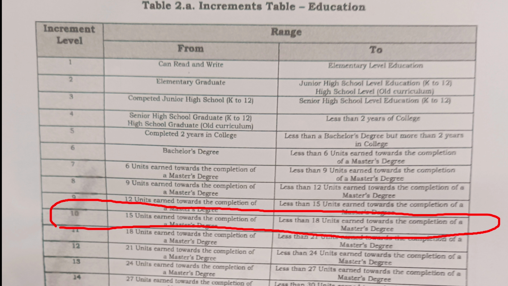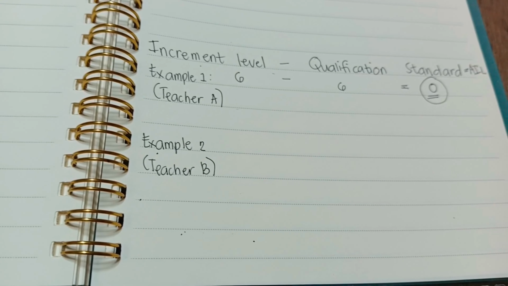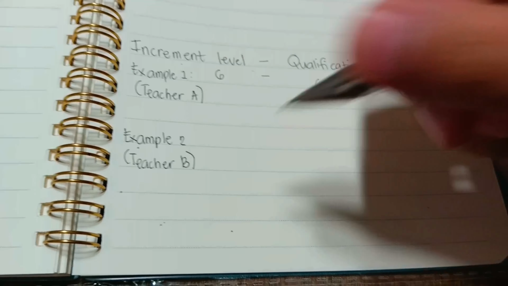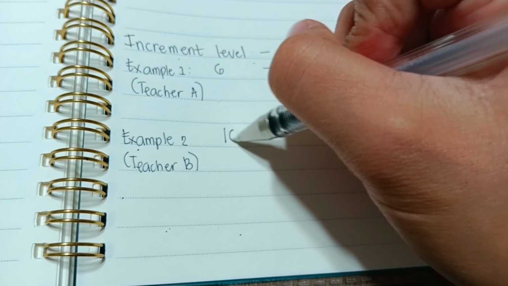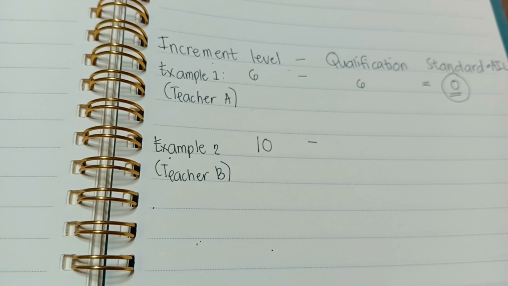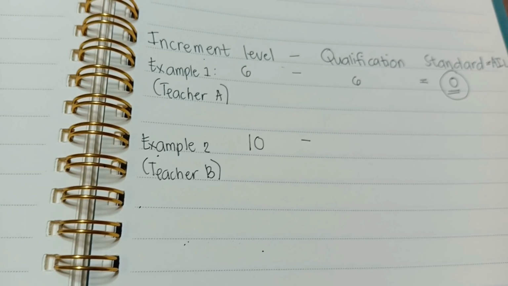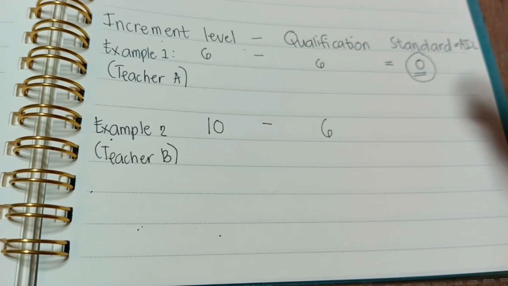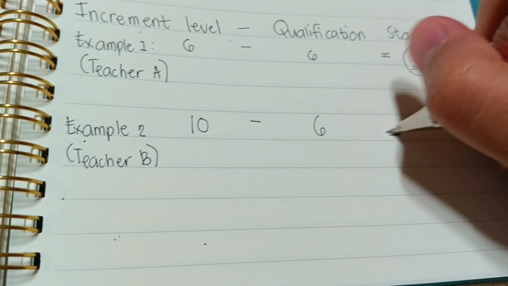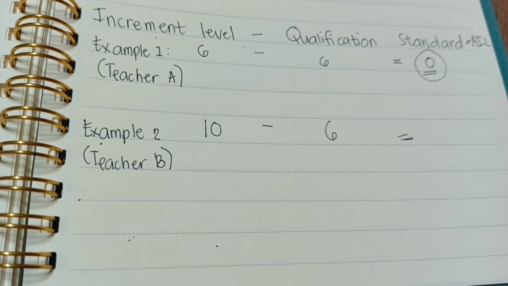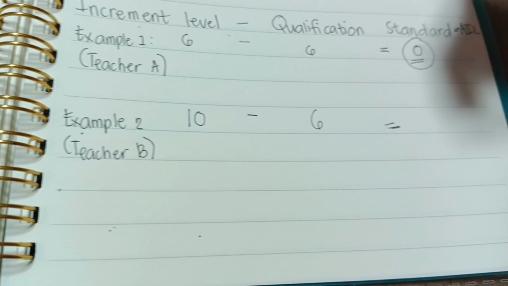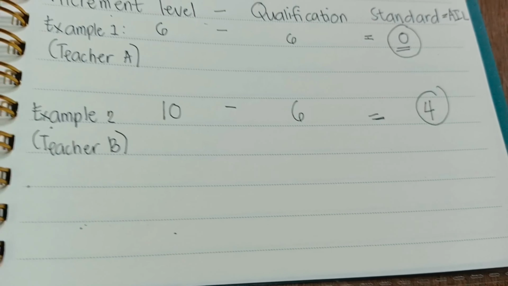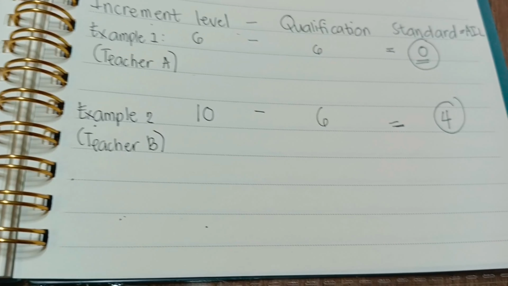Now let's substitute. For teacher B, once again, the level of increment equivalent to his education earned is 10. So that's 10 minus the qualification standard required, which is a bachelor's degree, and that's increment level 6. So the actual increment level would be 10 minus 6 is equal to 4. Take note of this. Now let's go back to the weight allocation.